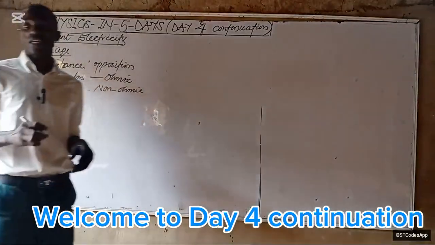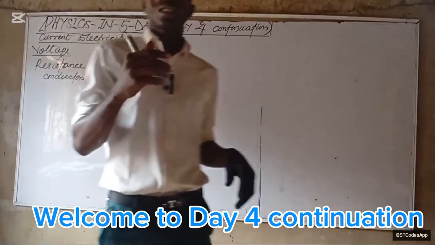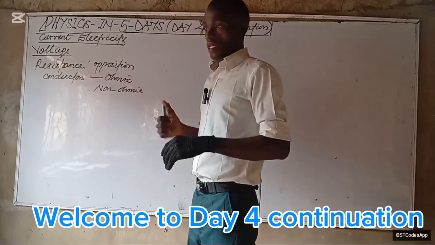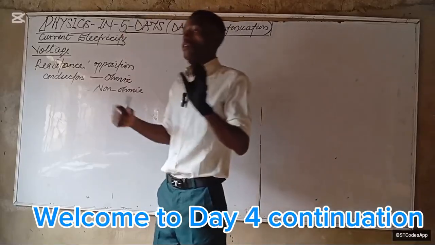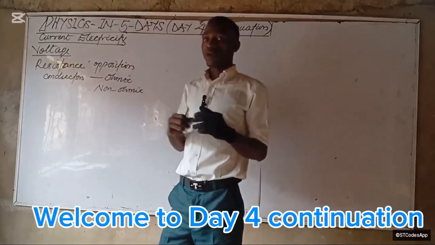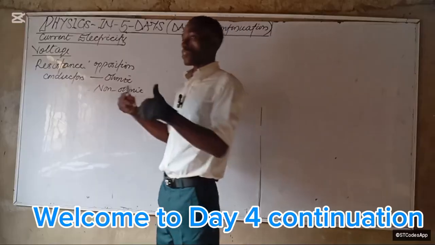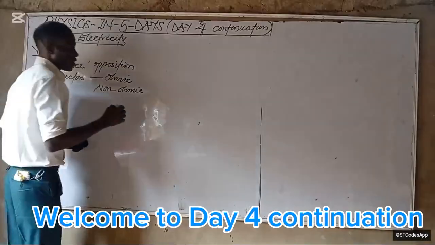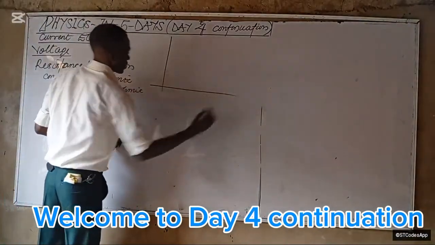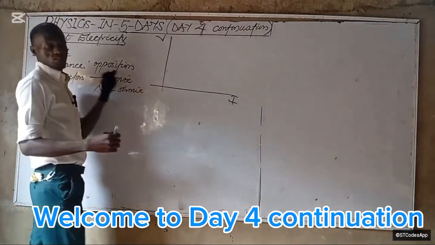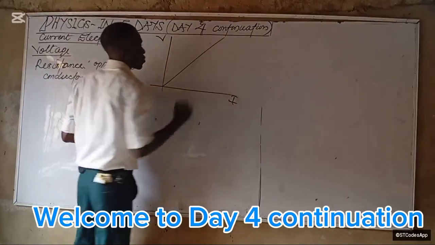The ohmic conductors are the ones that act according to Ohm's law, right? That says that the potential difference across the two ends of a metallic conductor is directly proportional to the current passing through it, or the current passing through it is directly proportional to the potential difference, provided temperature and other physical conditions are constant. So practically, if I plot a graph of voltage against current, as I increase the voltage, the current in the circuit should also what?